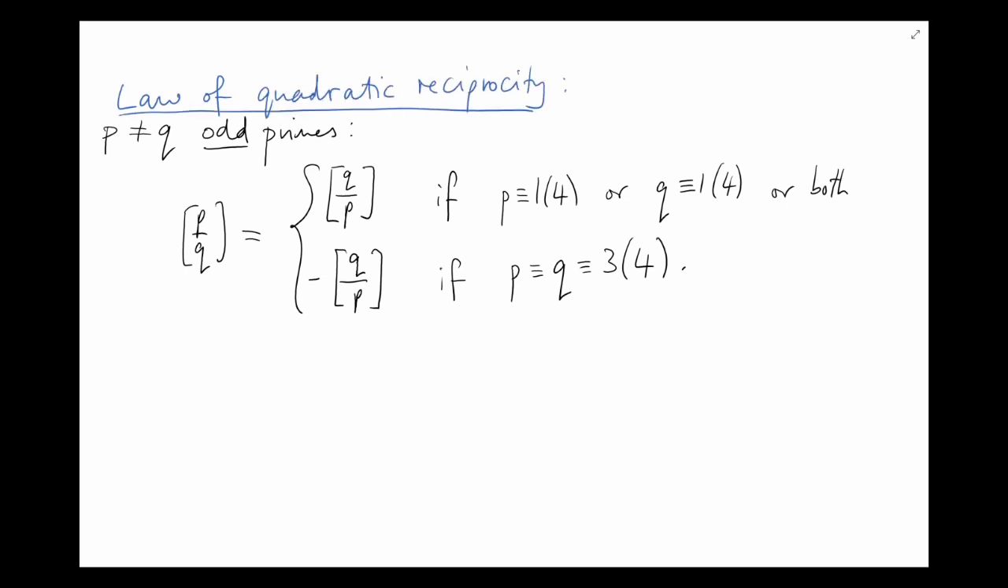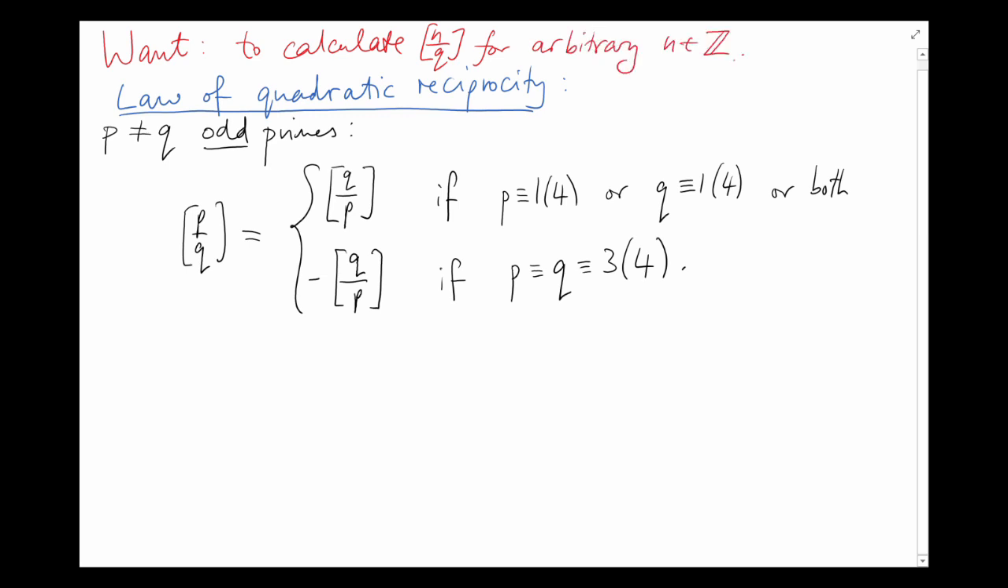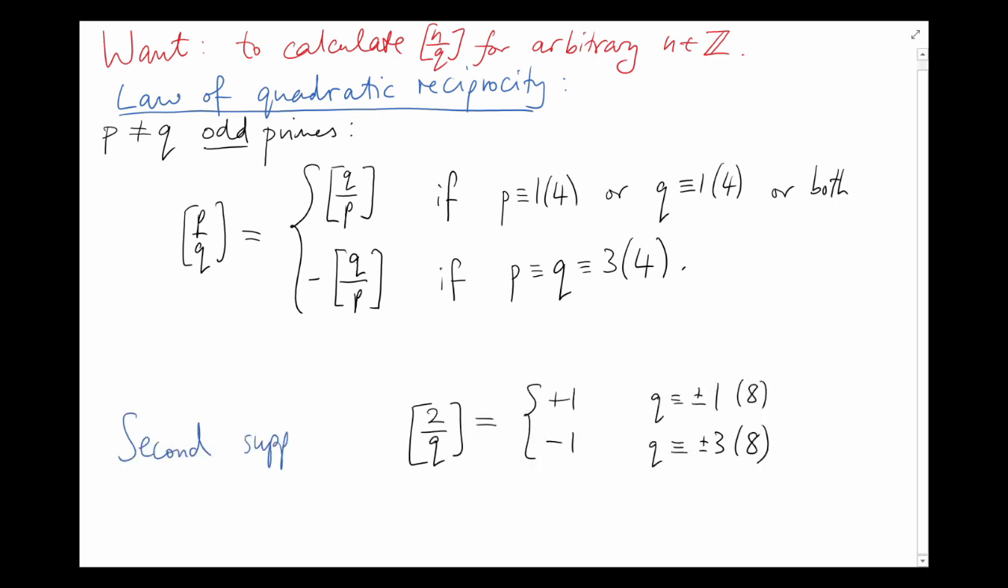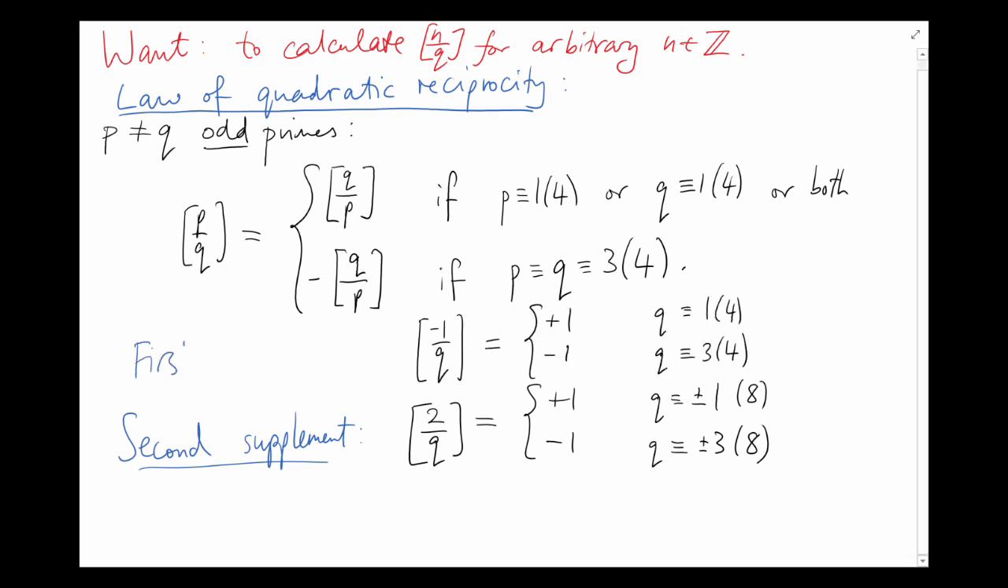By the way, remember that we're really interested in calculating n over q for arbitrary integers n, so as well as the law of quadratic reciprocity, which works for p and q distinct odd primes, for a full answer we need to remember from video 10 how to work out the value of the symbol 2 over q. This is often called the second supplement to quadratic reciprocity, and when working with negative values of n, we need to remember from video 5 how to calculate the value of minus 1 over q. This is often called the first supplement to quadratic reciprocity.